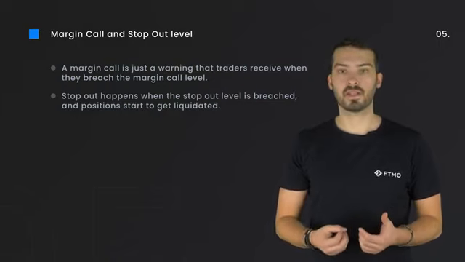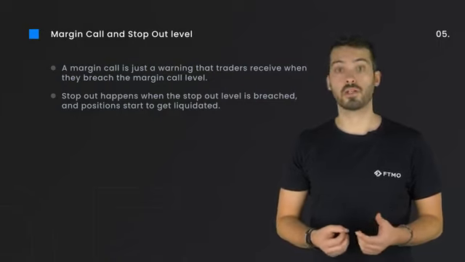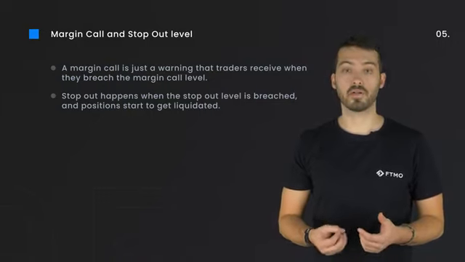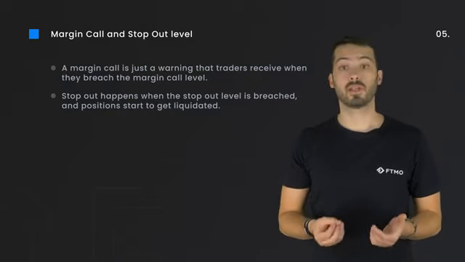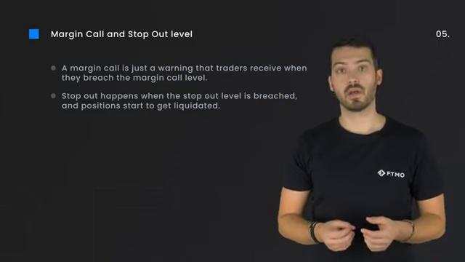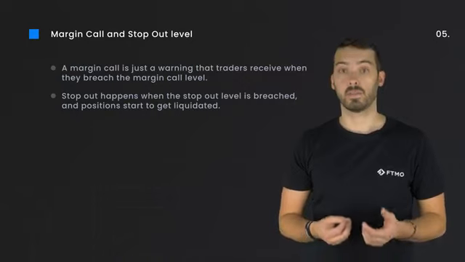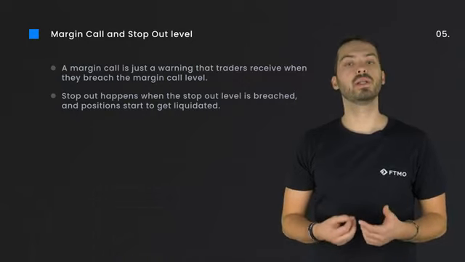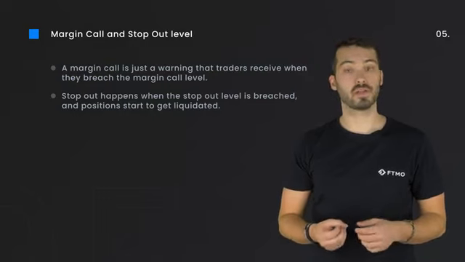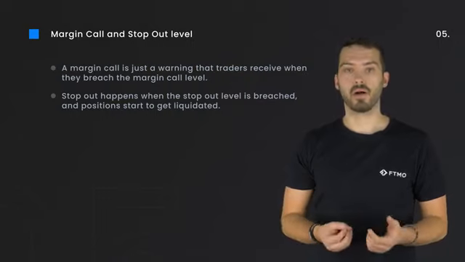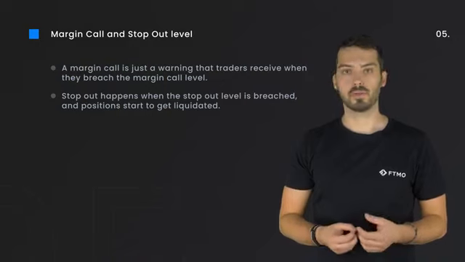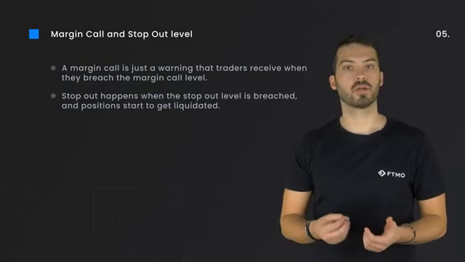Stop out level is the specific percentage level where, if your margin is equal or below, your broker starts closing your position until the margin level is greater than the stop out level. If we say that stop out level is 70%, it means that if the margin level falls below 70%, stop out automatically occurs, and positions with largest floating loss will be liquidated. The process is repeated until the margin level increases to above 70%. To recap this, a margin call is just a warning that traders receive when they breach the margin call level. Stop out happens when the stop out level is breached and the positions start to get liquidated.